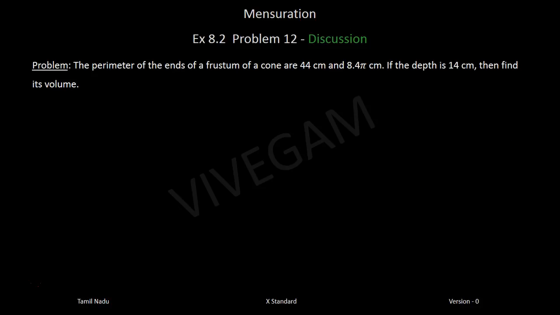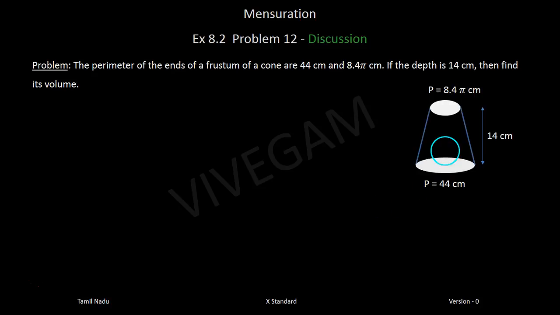Okay, let's look at the figure. As I told earlier, a frustum is nothing but a cone where a part of the cone is cut off. The height is given as 14 cm. Here the depth is given as 14 cm. Then they have given the perimeter of the ends as 44 cm and 8.4 pi cm.